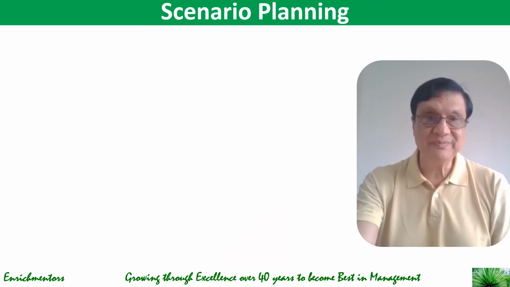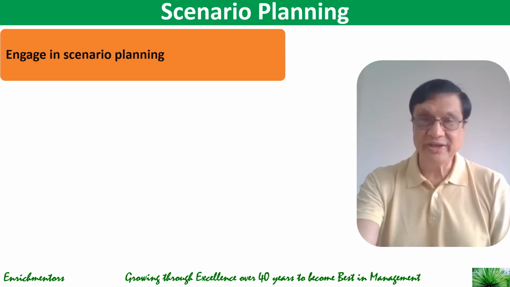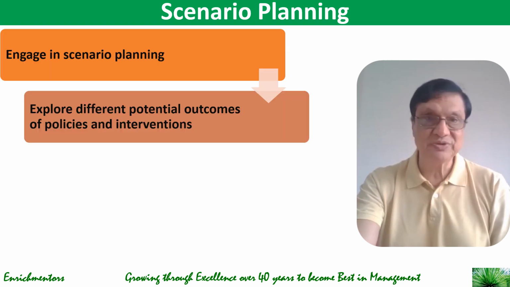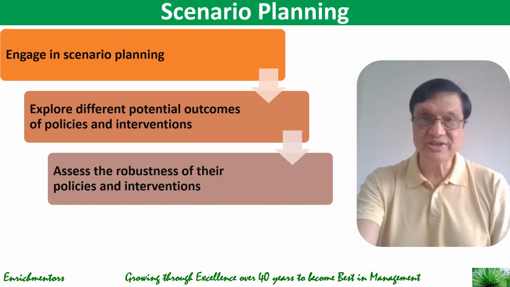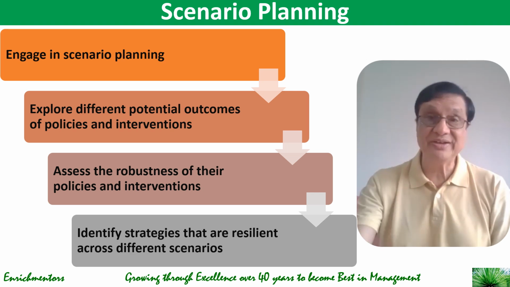The next thing systems thinking encourages you as a policymaker to do is to engage in scenario planning. There you can explore different potential outcomes of the policies and interventions. And by considering the range of possible futures, you can assess the robustness of your policies and interventions and identify strategies that are resilient across different scenarios.